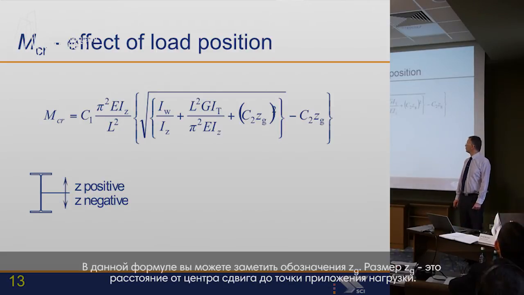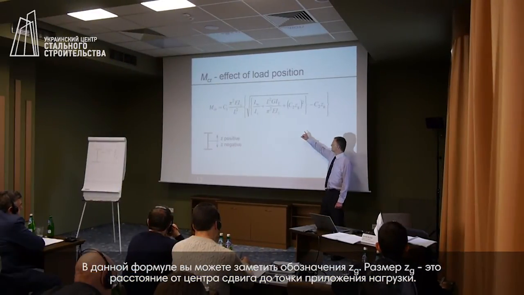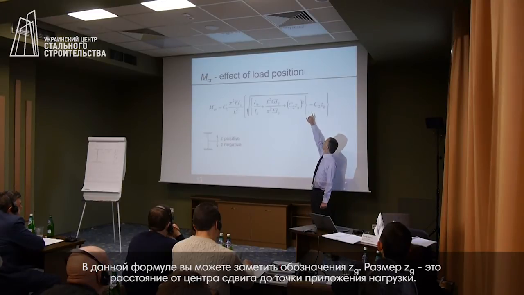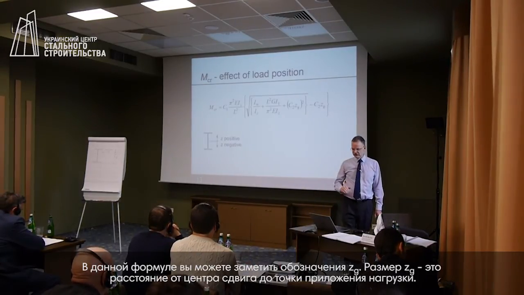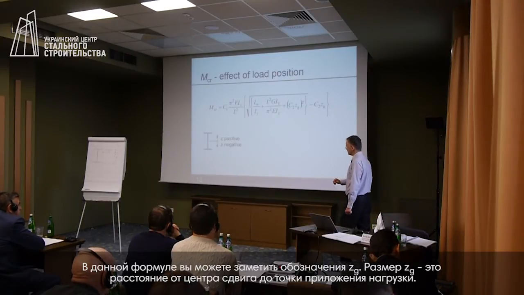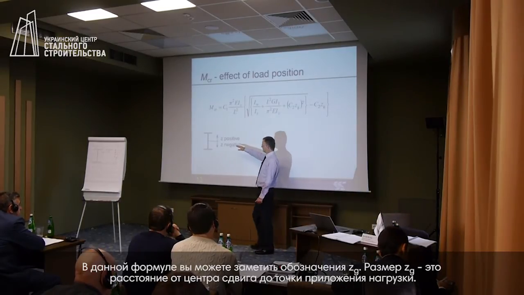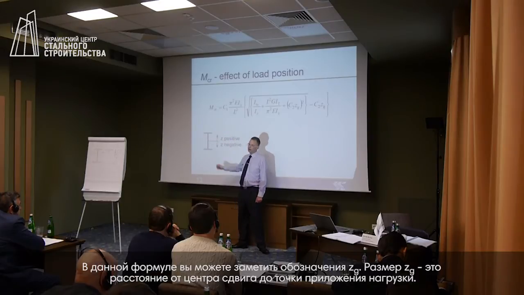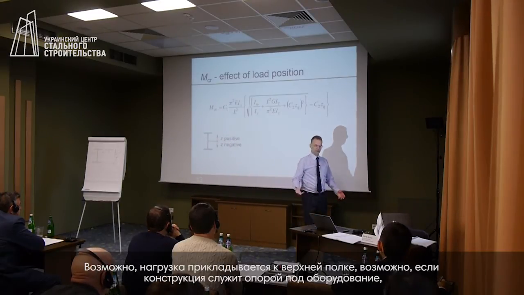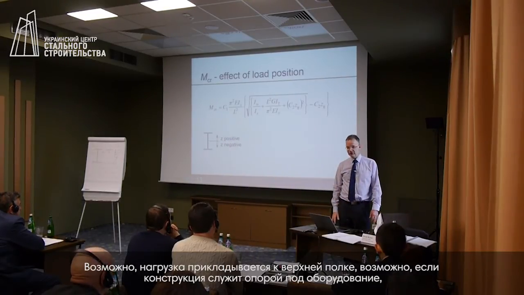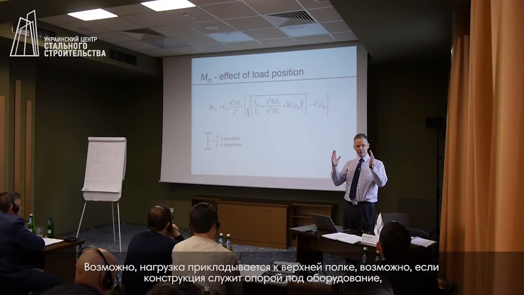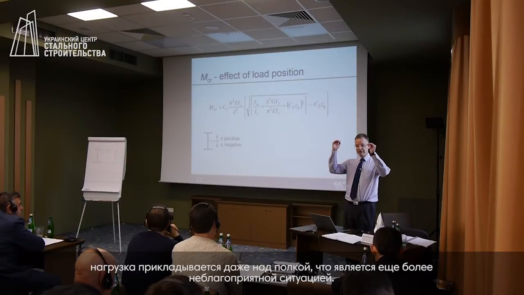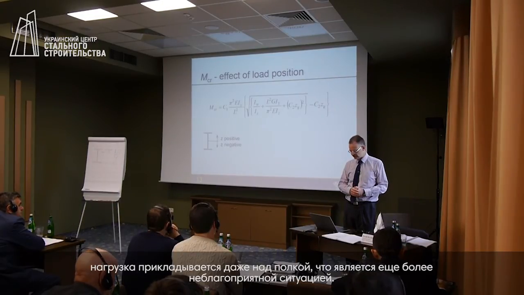So in this formula, you will notice the term ZG. And the dimension ZG is from the shear center to where the load is applied. So perhaps the load is applied at the top flange. Perhaps if you have equipment supports, the load is applied even above the top flange, which will make the situation even worse.